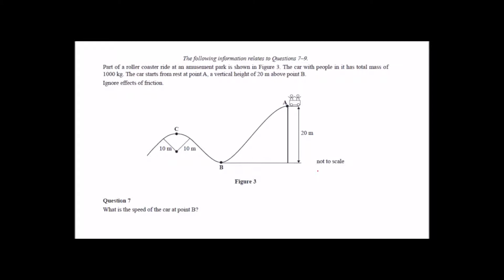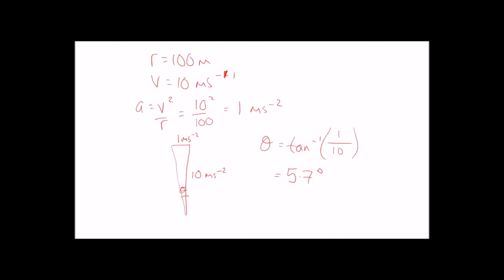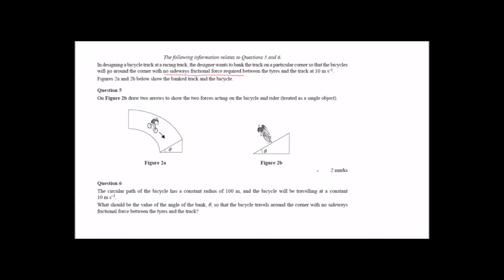Okay, the following question relates to, now hang on, I think I've missed something here. Right, I have, my apologies, I missed question 5. Draw two arrows to show the two forces acting on the bicycle and the rider treated as a single object. Now, what they're asking for here is not the centripetal force, because the centripetal force is the sum, if you like, of two other vectors. So what we've got to think about here is the forces that are actually acting on an object.